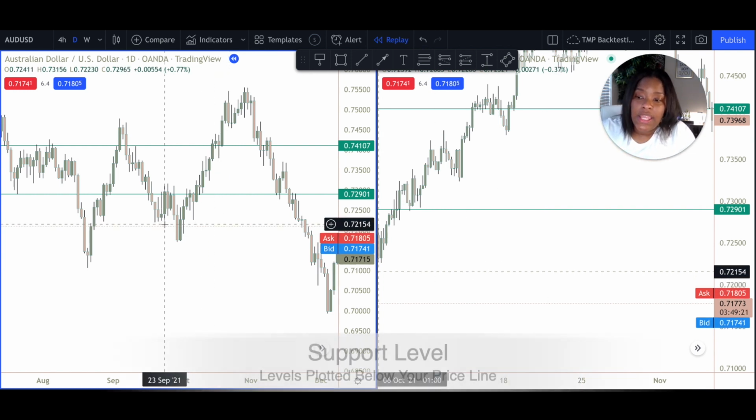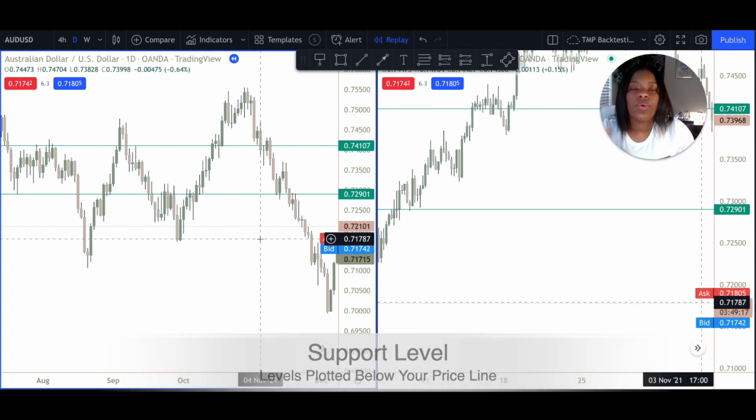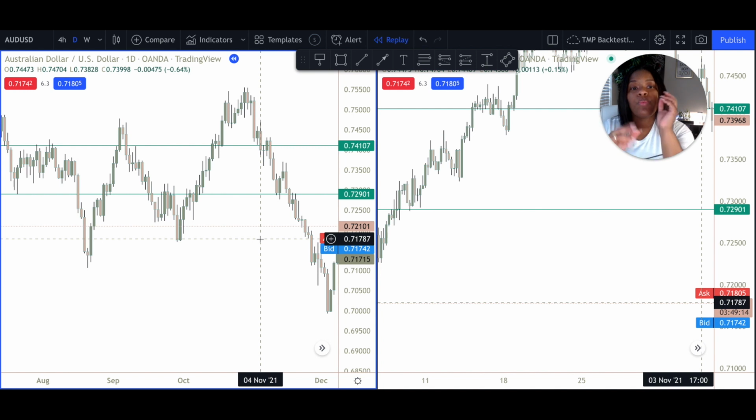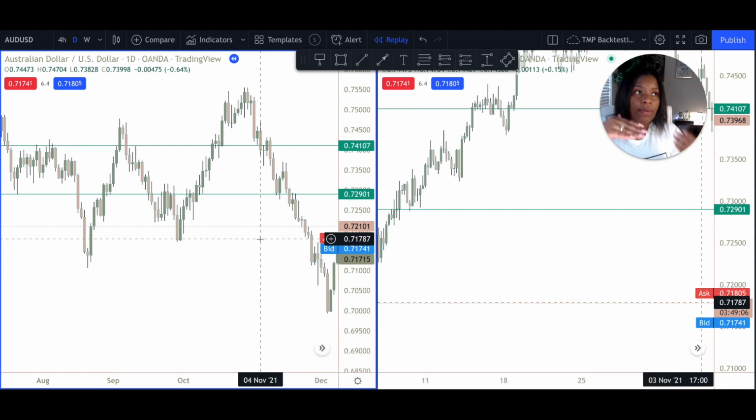Now, anything under your price line where price is trading at is going to be your support level. And the reason why this is important is because anything under that, when price bounces off your support, is going to be your lower lows. So when price bounces off your support into your resistance line, then that becomes the lower highs, lower lows, and price starts to trend down. That is how you know, with support and resistance, if you're in an uptrend or a downtrend.